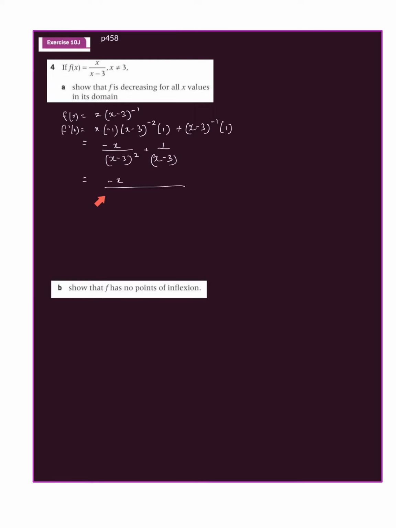Now we'll get a common denominator here. We're going to use (x minus 3) squared, so we've got to multiply the top and bottom by (x minus 3). And that became, the x's cancel, and we've got minus 3 over (x minus 3) squared.